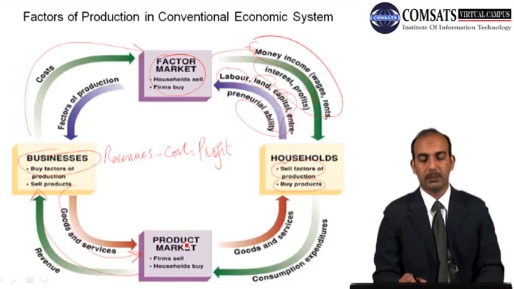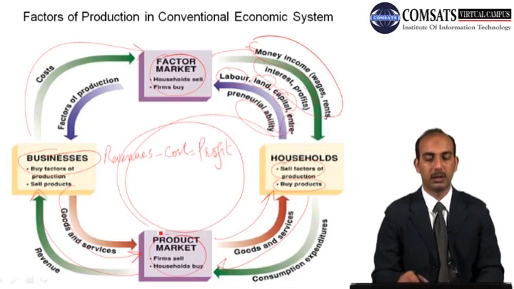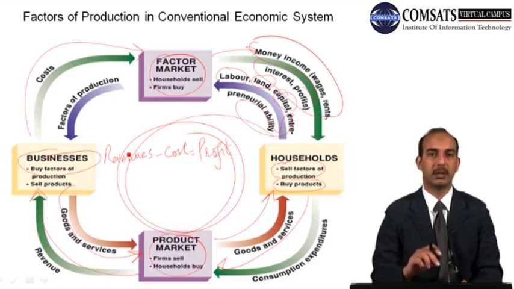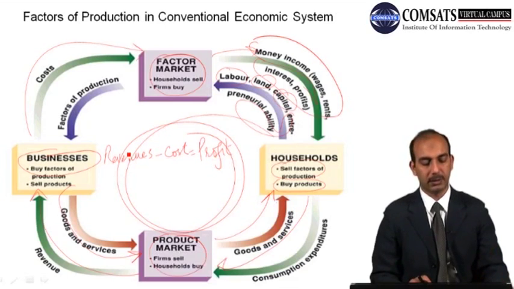And then from the product market, which has been prepared by the businesses, the households purchase these goods and services, and against these goods and services they pay back the consumption expenditure to the product market. So this cycle goes on and on. In a healthy economy, this process is very smooth, and the factors of production get their proper reward. But there are some factors of exploitation which interrupt this process, and we are going to discuss them also in different slides.